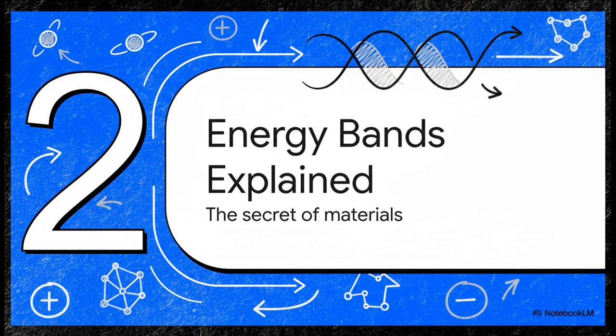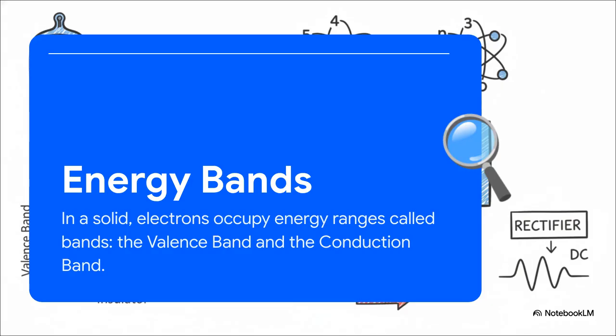So, what is the secret? The secret code that makes some materials conductors and others insulators? Well, the answer is in something called energy bands. Let's dive right into this and crack the code. Okay, just think of it like an apartment building for electrons. The valence band, that's their home floor. That's where they live. And the conduction band, well, that's the playground floor where they can just run around freely and conduct electricity. Simple, right?